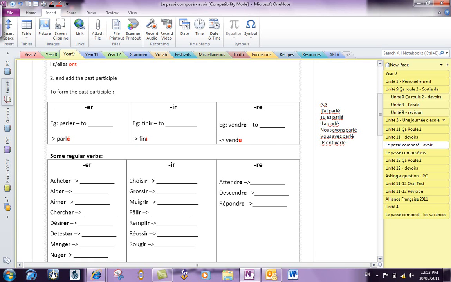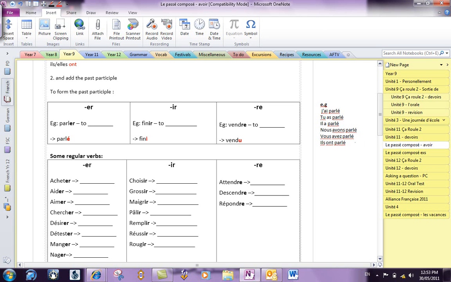avoir, and we added the past participle, we'd have something like this. Do you want to say it after me? J'ai parlé. Tu as parlé. Il a parlé. Nous avons parlé. Vous avez parlé. Ils ont parlé. That's great, isn't it?